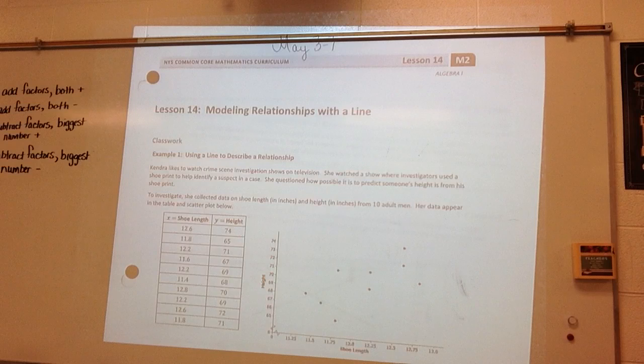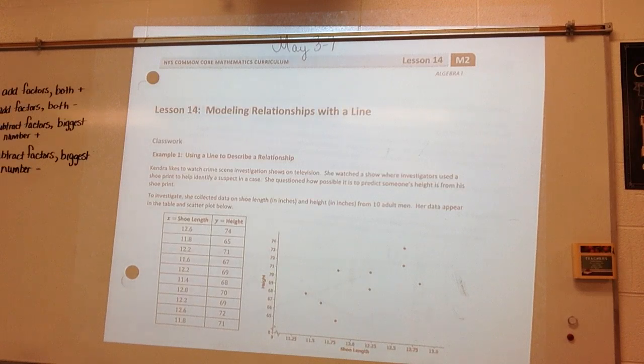It says, Kendra likes to watch crime scene investigation shows on television. She wanted to show where investigators used a shoe print to help identify a suspect in the case. She questioned how possible it is to predict someone's height from his shoe print. To investigate, she collected data on shoe length in inches and height in inches from 10 adult men. Her data appears in the table and scatter plot below. So she let x equal the shoe length and y be the height.